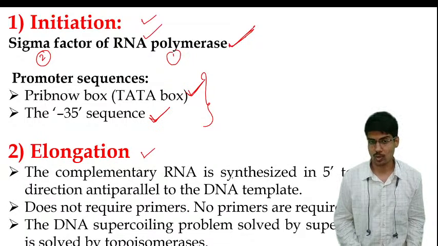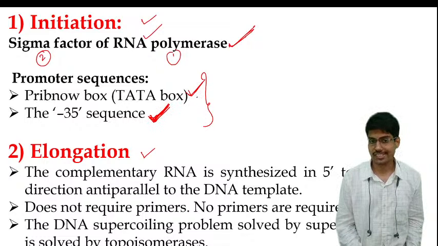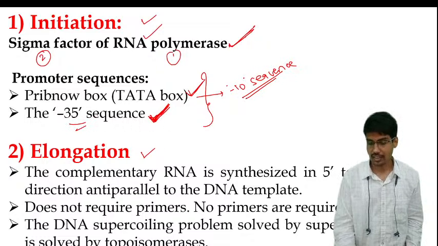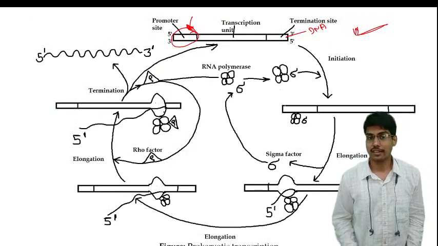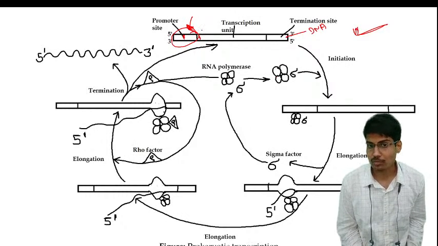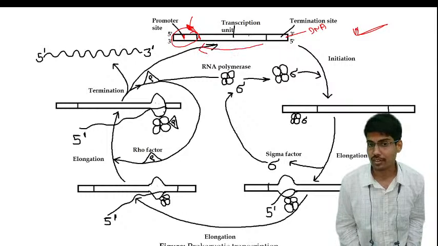Pribnow box, also called the TATA box, and the minus 35 sequence. Okay. And what are these showing? This Pribnow box can also be called the minus 10 sequence. Why is it called 10 and why is it called 35? The reason is their location. The location of the Pribnow box and the minus 35 sequence is at a distance of 10 and 35 nucleotides from the initiation.